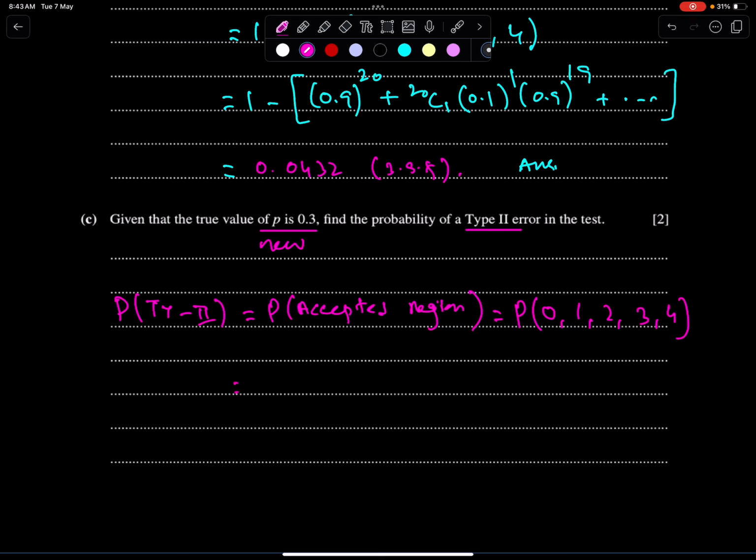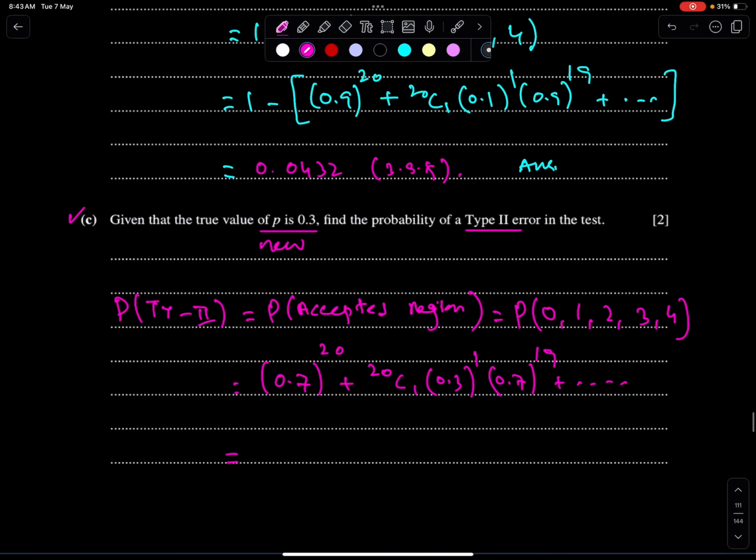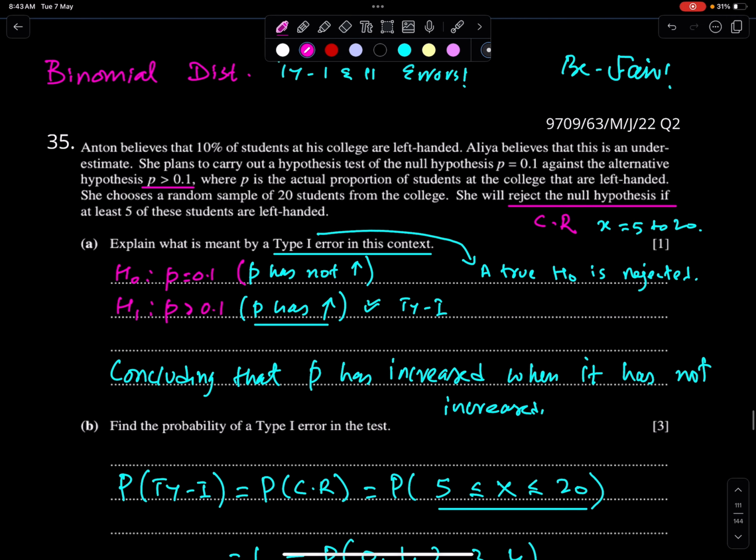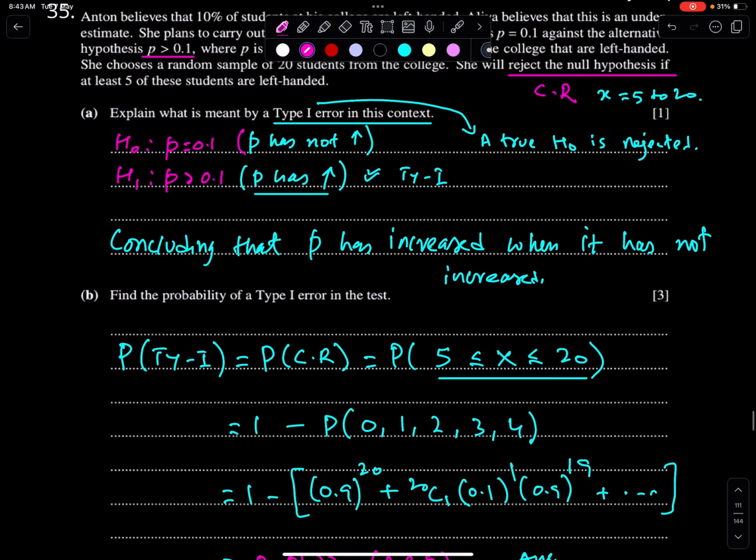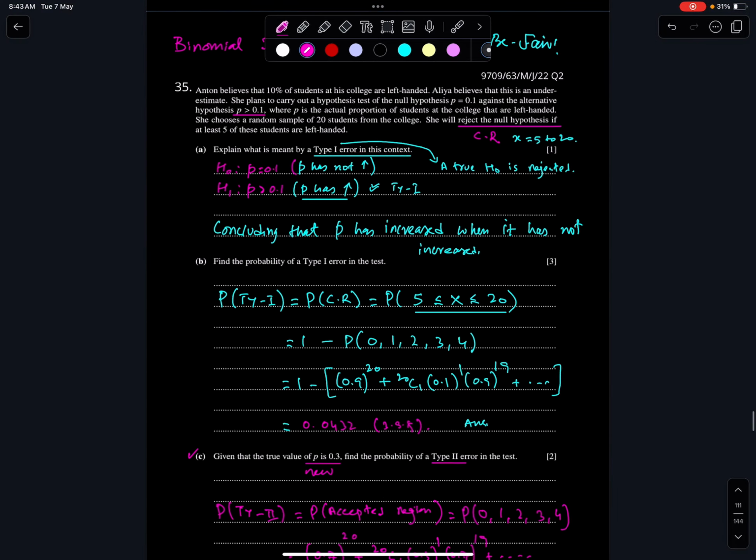So for 0, we need to write q power n. And q in this case, part C, is 0.7 because p is 0.3. So 0.3, 0.7 and so on. And this answer is 0.238, up to 3 significant figures. So this is the way to find type 1 and type 2 error probabilities in binomial and in Poisson as well, because both are discrete distributions, binomial and Poisson.